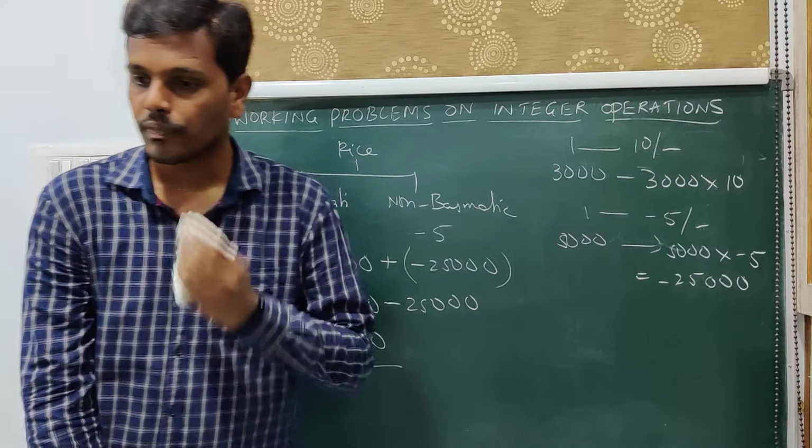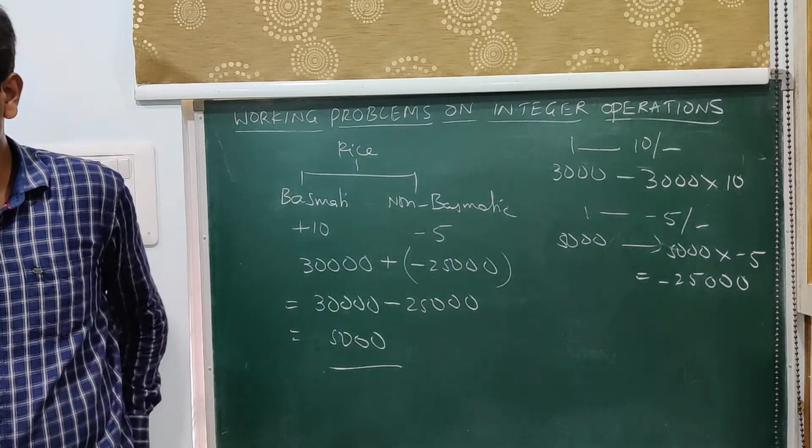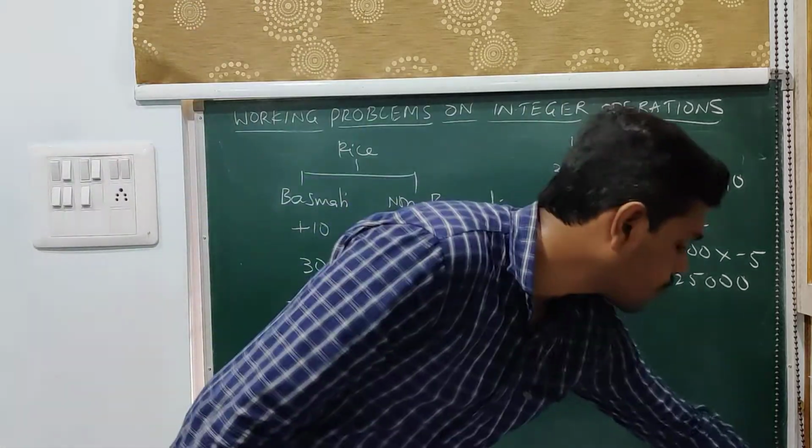Now look into the second. What is the number of basmati rice bags he must sell to have neither profit nor loss?